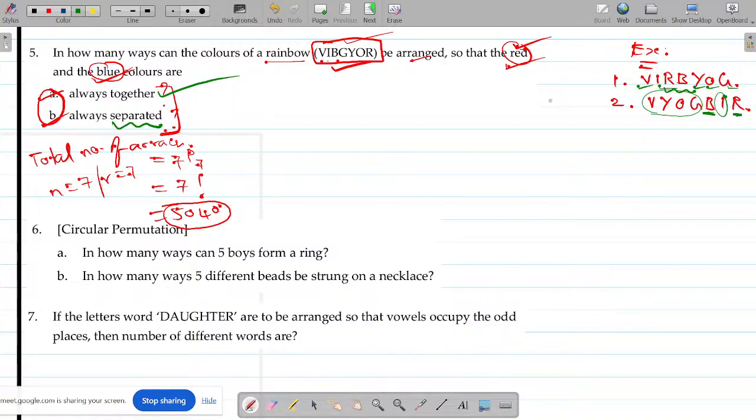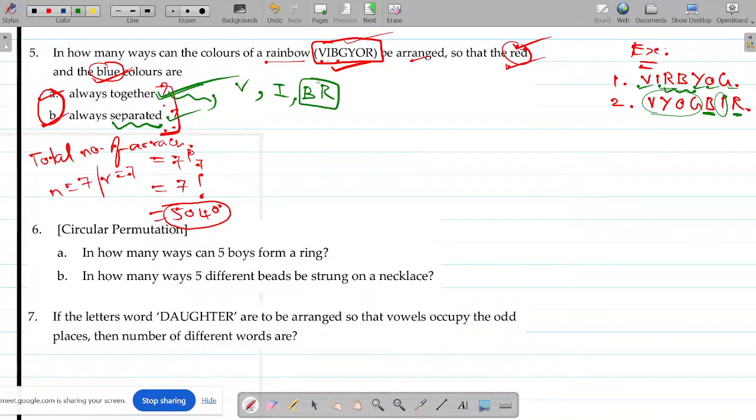So in this way, in how many ways can you arrange the always together case and the always separated case? Actually, we'll work out the always together case first. Instead of seeing blue and red as two different colors, I'm going to combine them and make them one color. If there are two different persons, instead of giving two different places, I give one place. So for V, I'll give a separate place. For I, a separate place. For blue, automatically which color comes? Red comes. So this together I make as one place.